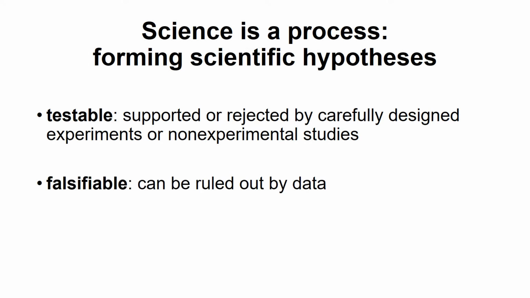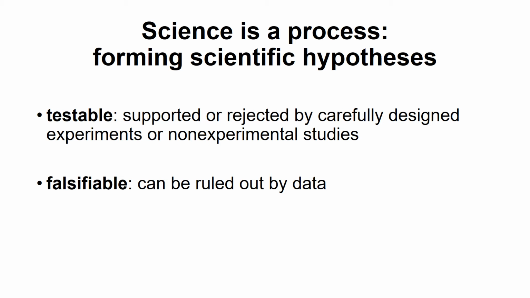So a hypothesis must have two very important components. It must be testable and it must be falsifiable. So what do we mean by testable? It means that you must be able to test it somehow. You must be able to design a careful experiment in order to test that question or that hypothesis. Falsifiable means that once you collect your data, and once you analyze your data, then either the data is going to support or reject your hypothesis.